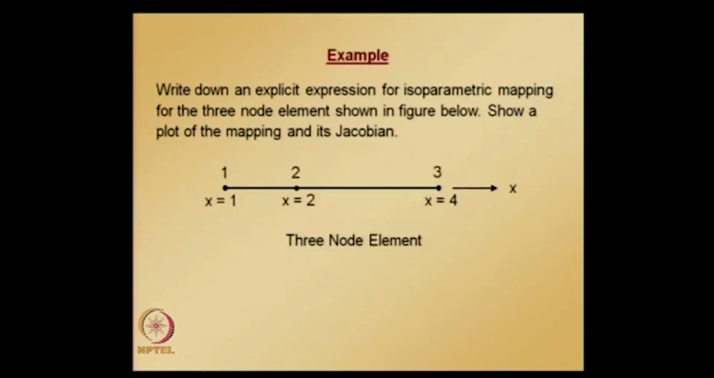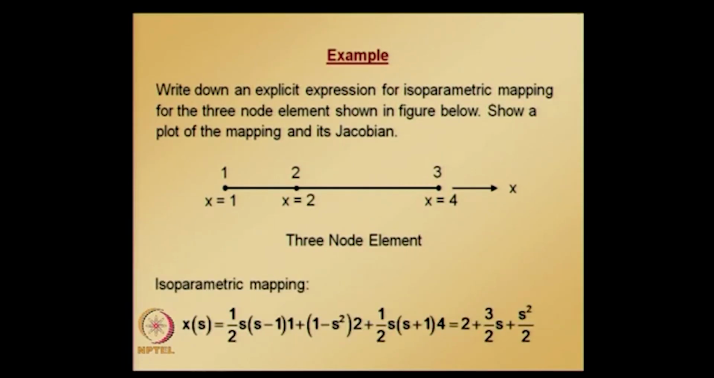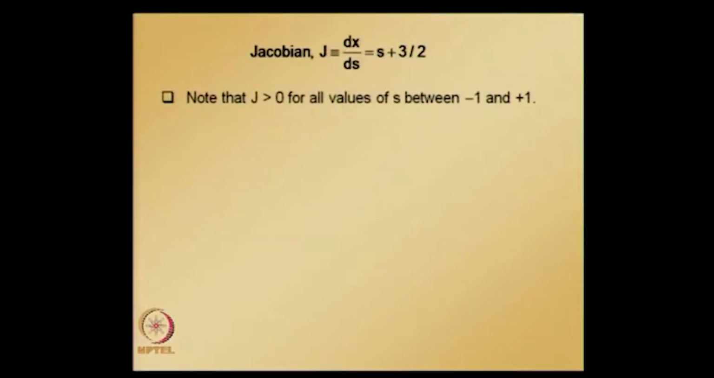Write down an expression for isoparametric mapping for the 3 node element shown in the figure below, and plot the mapping and its Jacobian. The actual element nodal coordinates are given. Isoparametric mapping gives us a relationship between x and s, substituting the shape functions of the parent element and the nodal values of the actual element x1, x2, x3. We obtain this relation. Now taking the derivative of this, we get J equal to s plus 3 over 2, and it can be easily verified that for s going from -1 to 1, J is always positive.